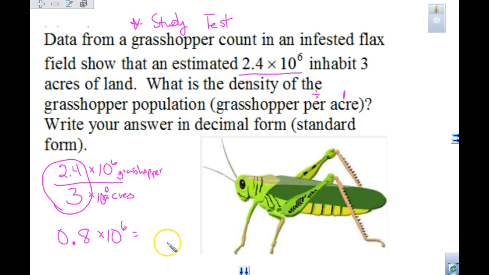Should I put 6 zeros behind the 8? No, I should move it 6 places, right? So, this is 1 place, I get 8, that's 1. 2, 3, 4, 5, 6. How many grasshoppers are on that acre? 800,000 grasshoppers.